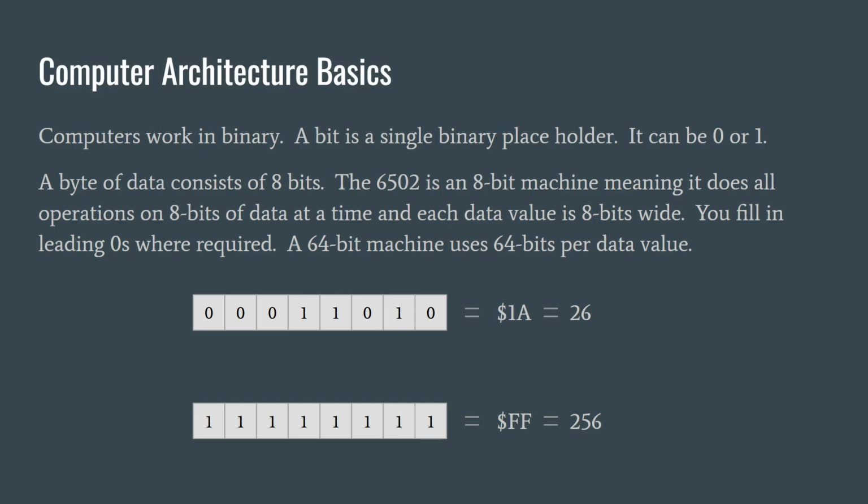So we have 2 examples here. One is storing the number 26, and one is storing the number 256. And those are 1A in hexadecimal, and FF in hexadecimal, respectively. You can see in the binary for the 26 that we have 3 extra leading bits of zeros that aren't really needed. But the 6502 is always going to operate on 8 bits at a time, and so all leading zeros to fill into 8 bits are stored.